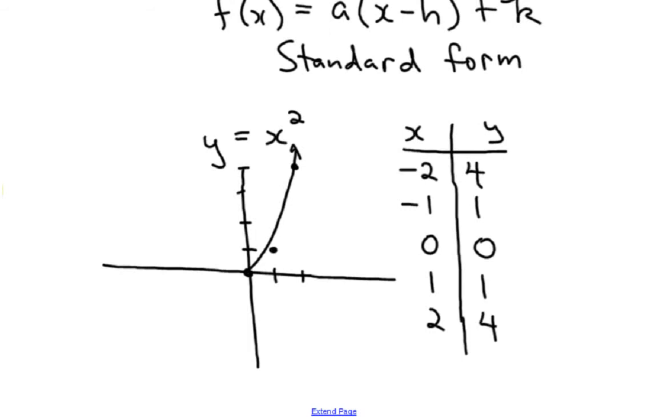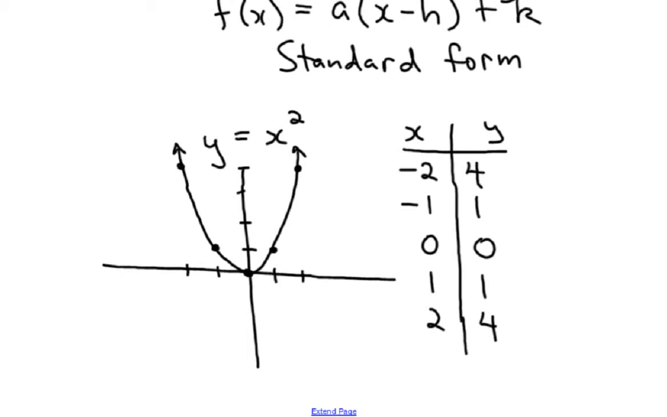Whoops. Let's redo that one and go through the points a little bit more accurately. Okay, so something like that, and then because it is symmetrical, we get the same shape happening on the left side. So something like that. So there's our basic parabola graph.